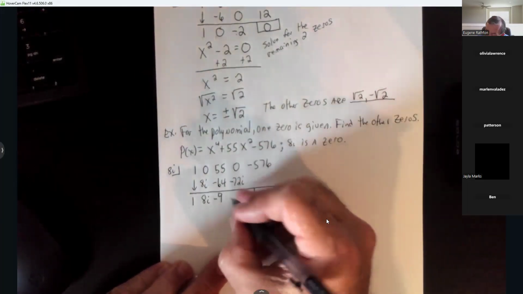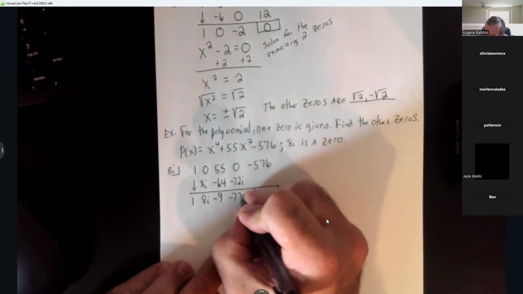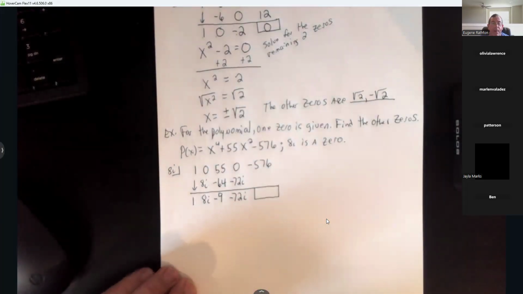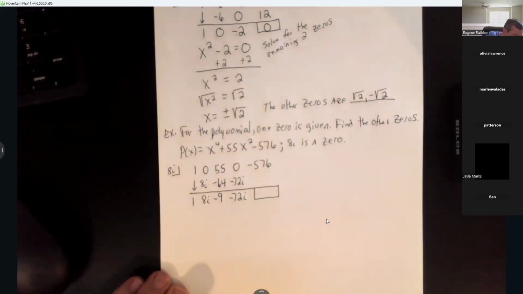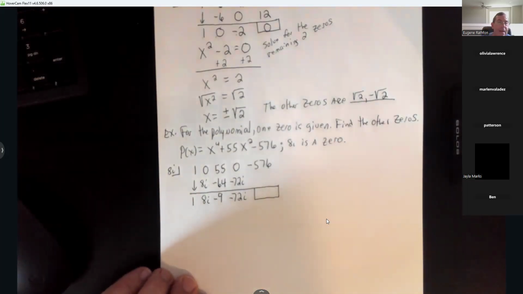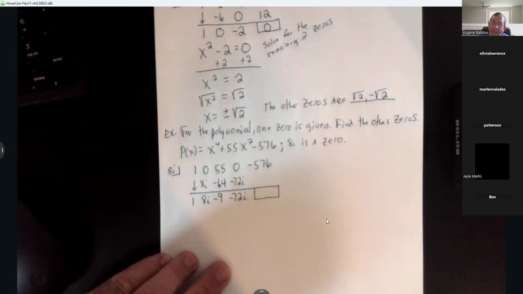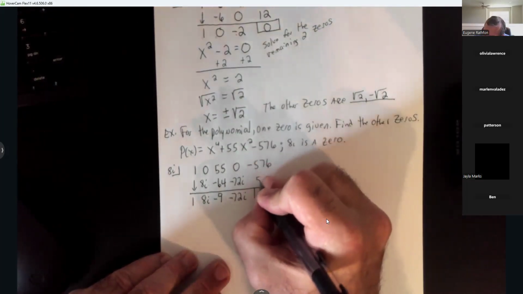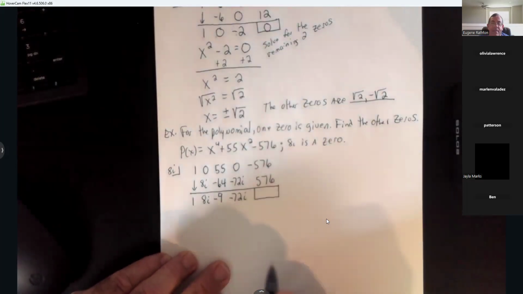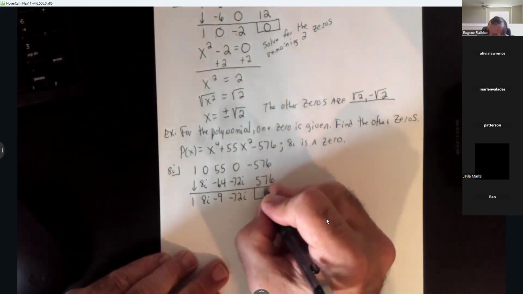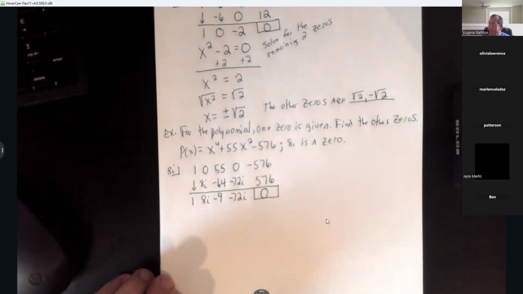0 and negative 72i is a negative 72i. Negative 72i times 8i is a negative 576i squared. But once again, the i squared equals -1, and negative 576 times -1 makes that a positive 576, which gives me a remainder of 0.